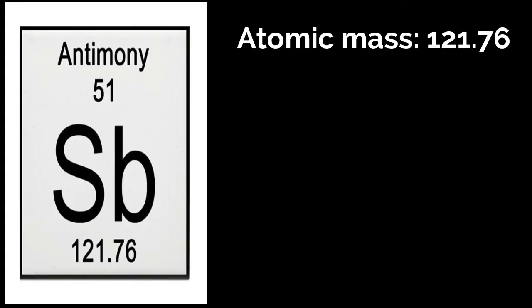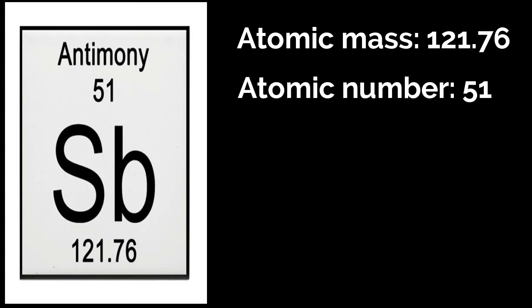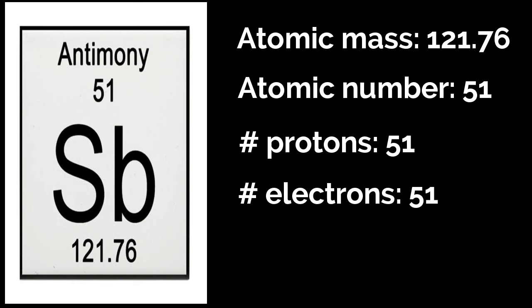Antimony. Atomic mass is 121.76. Atomic number is 51. Number of protons is 51. Number of electrons is 51, since in a neutral atom, number of protons is equal to the number of electrons. To get the number of neutrons, subtract atomic number 51 from the mass number 121.76. The number of neutrons is equal to 70.76, rounding off to 71. Therefore, the number of neutrons is 71.